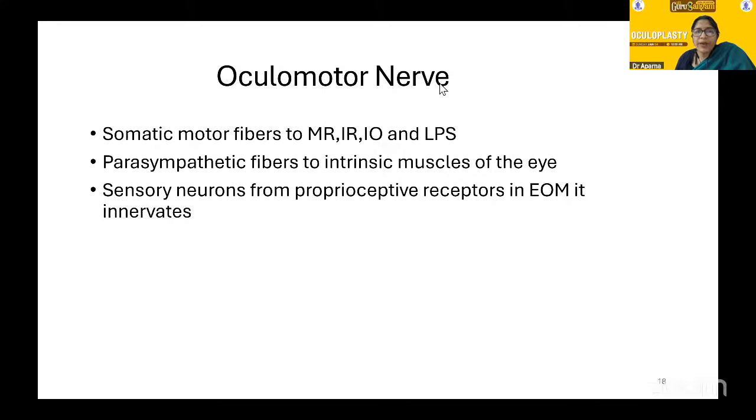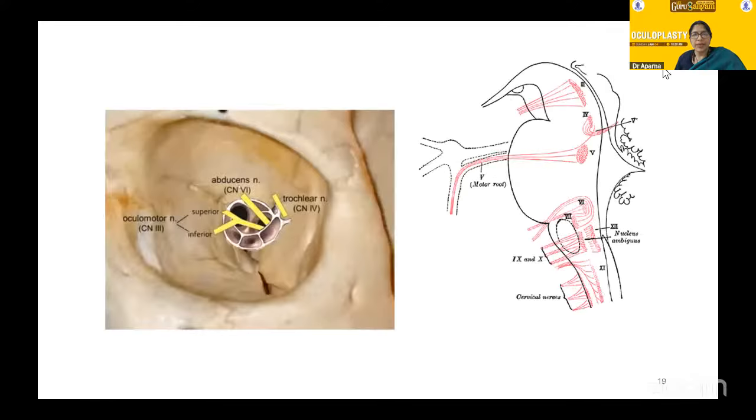It has somatic fibers to the medial rectus, inferior rectus, inferior oblique, and the LPS, and parasympathetic fibers to the intrinsic muscles of the eye, and also sensory neurons from the proprioceptive receptors in the extraocular muscles it innervates. This is just a depiction of the orbital apex, from where all the ocular motor nerves are entering, and also a diagram to represent the nerve nuclei.